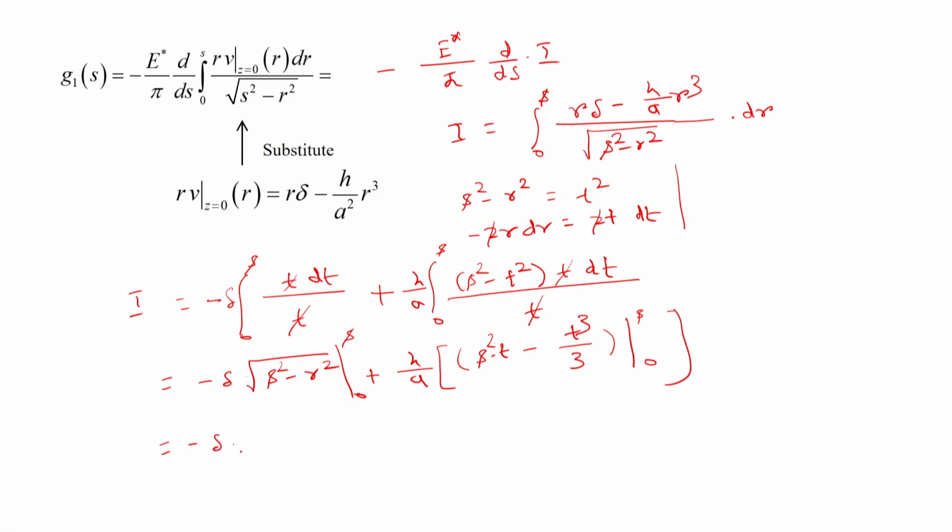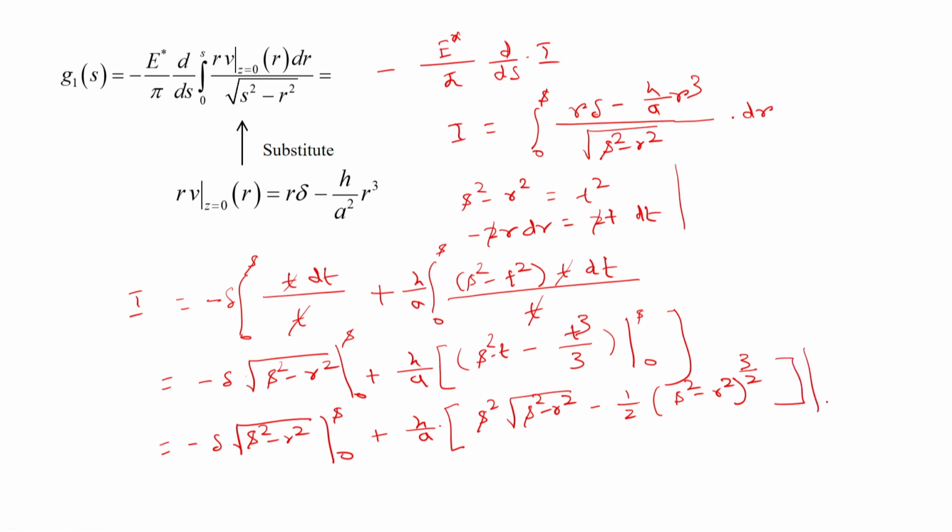So, it is minus delta square root of a square minus r square from 0 to s, plus this is h of a, and over here this is a square, and instead of t I will have square root of a square minus r square and minus 1 by 3, and the t cube will be a square minus r square to the power 3 by 2, and the whole thing will have limits 0 to s. So, that is the way this integration can be done, and here r is equal to s, so it is 0 here and minus minus plus here.